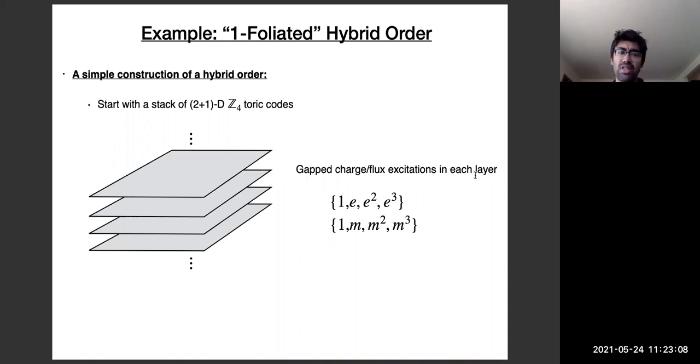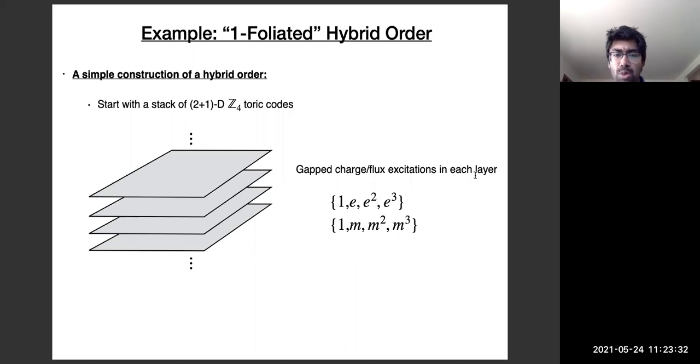So the construction of this hybrid order is as follows. We can start with just a stack of 2+1D Z4 toric codes. So there are gapped flux and charge excitations in each layer of the Z4 toric codes. They're initially decoupled, and the excitations are labeled as shown on the screen. The charges are E, E squared, E cubed, and the notation is to exemplify their fusion rules.